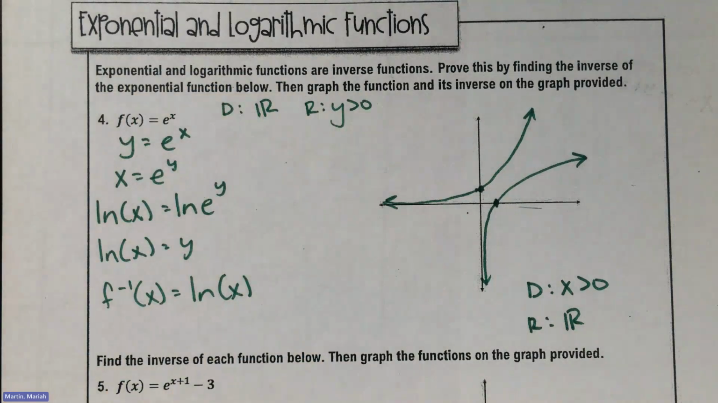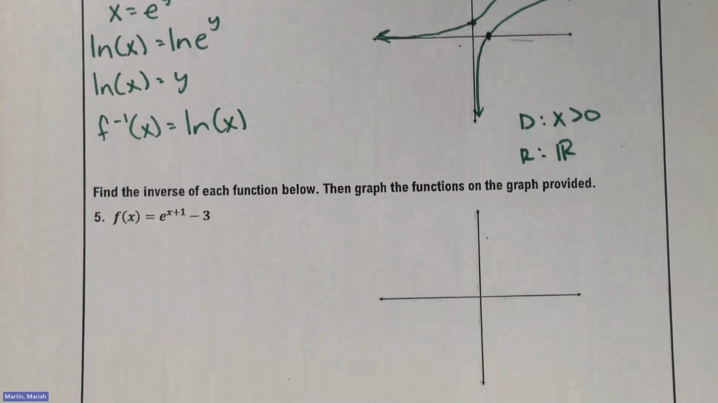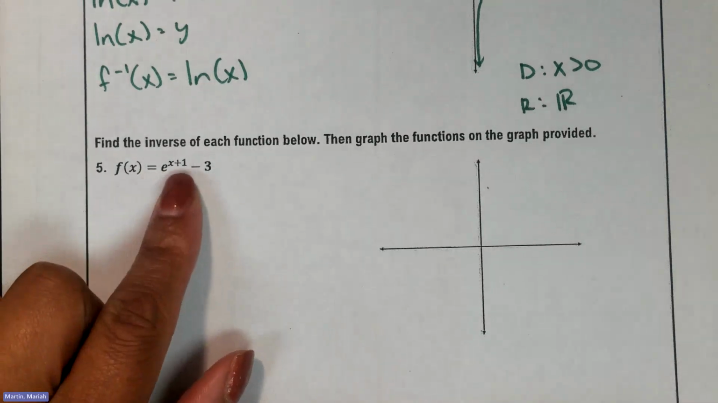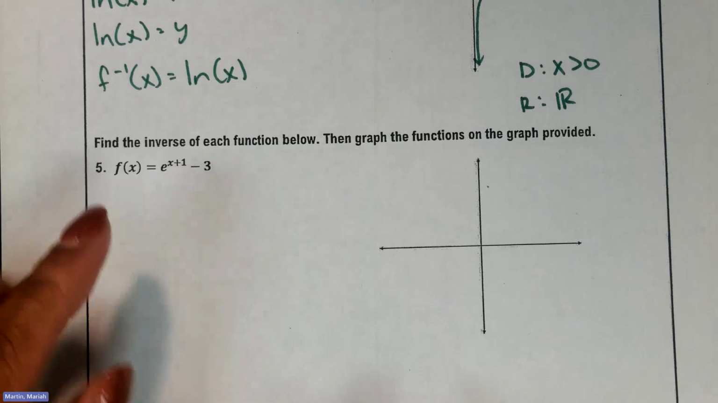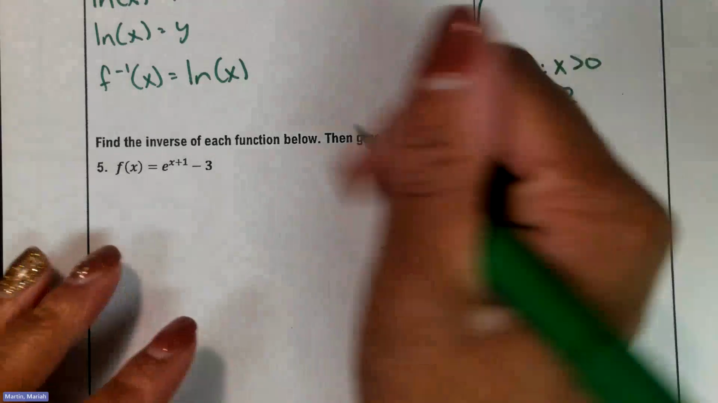So now let's do another example where we might have some transformations that will take place and how that affects our domain and range as well as its inverse. So for our first one, we have a transformation here. So we have e to the x plus 1. And so we have plus 1, and that's going to be a horizontal shift to the left.